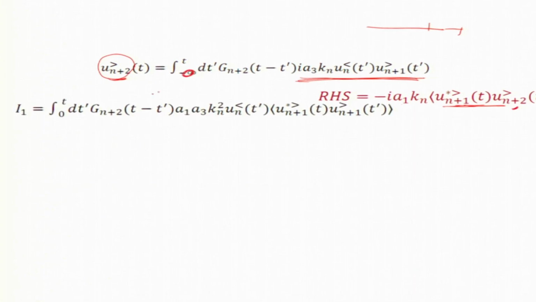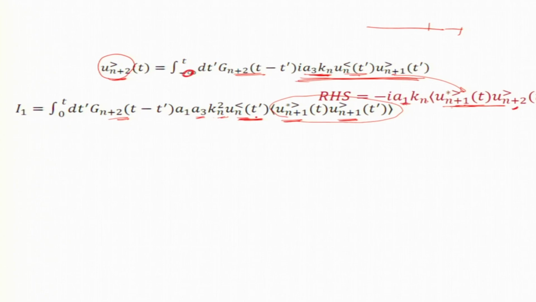So this part is, you can see un plus 2 is here, iA3Kn is here, A3. This A1 is here, but i and minus i will give you 1. So this becomes 1. So A3, A1 is here, Kn and Kn will be Kn squared, this un less which is here, and un plus 2 and un plus 1. So this un plus 1 combines with this un plus 1 star. So I got this, but this is t and t prime, please note it is t and t prime, two different times, and this guy also t prime.